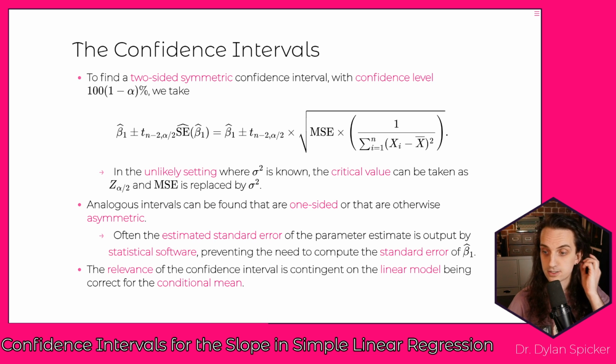Now, the relevance of this confidence interval is going to be contingent on that linear model being correct for the conditional mean. So what we mean here is that if linearity does not hold, then it's not going to make sense for us to think about the confidence interval for beta 1. If we do not have a linear model that's relevant here, then the confidence interval isn't particularly relevant. But when that linearity assumption is reasonable, then we can use those confidence intervals to do inference on that parameter.